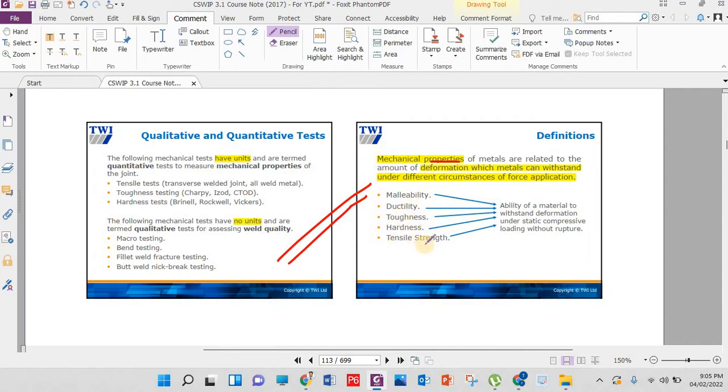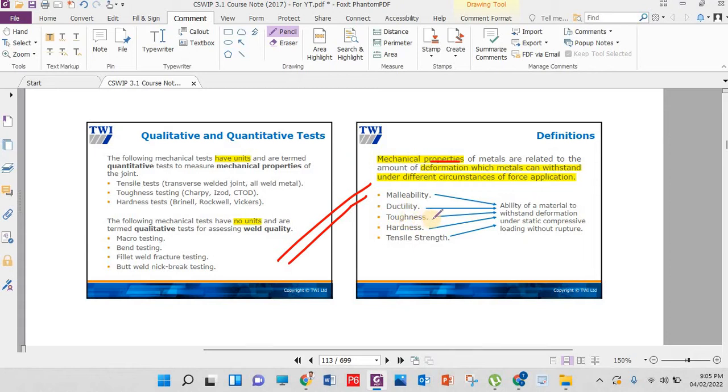I will give you all the definitions and details in the mechanical properties chapter in the coming days. So no problem, I'll just give you an overview. Malleability means ease of machining, which means soft material. Ductility is also like soft material, which can be ductile, which can be bent.